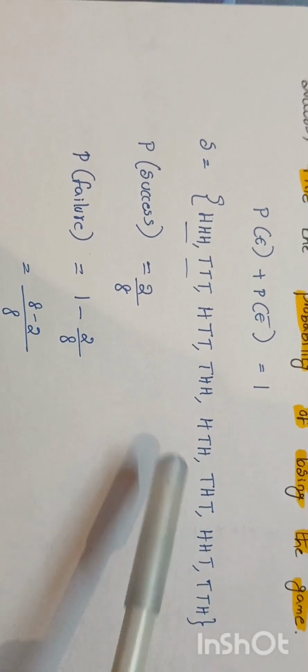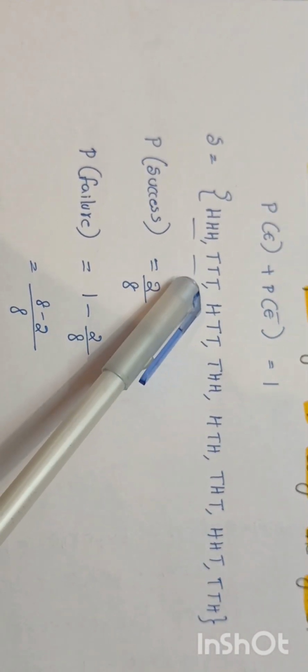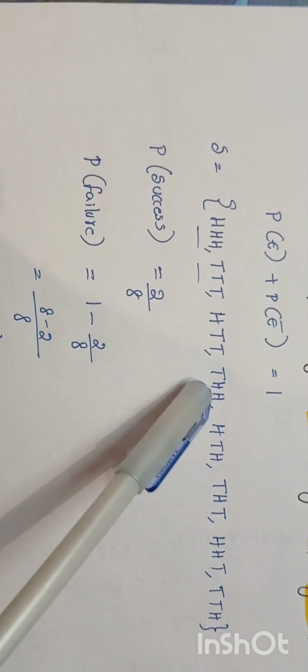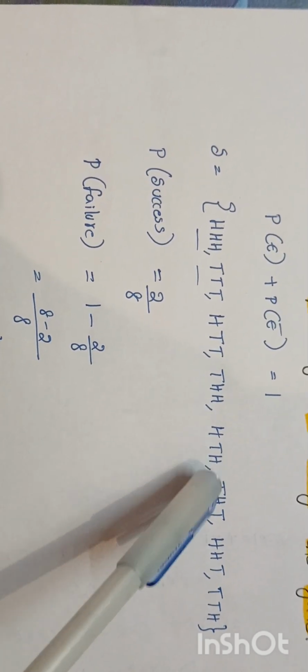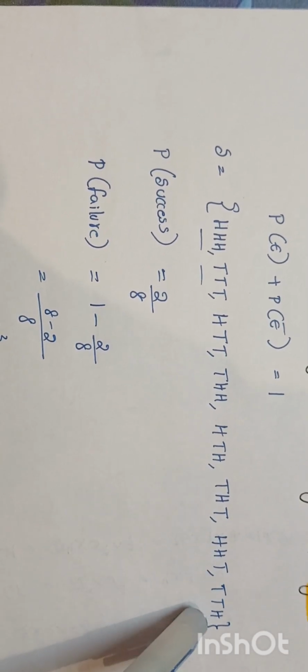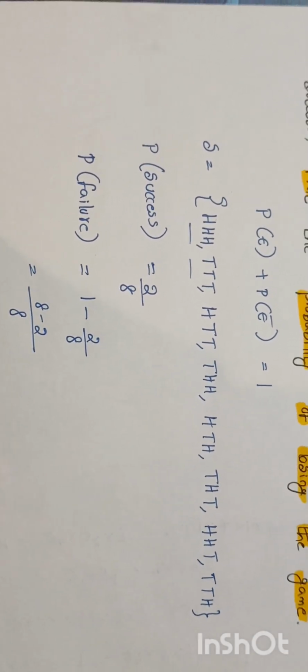Sample space: we tossed 3 coins at the same time. We have these possible outcomes: head, head, head; 3 tails; head, tail, tail; tail, head, head; head, head, tail; head, tail, head; tail, head, tail; tail, tail, head. There are 8 outcomes in the sample space.